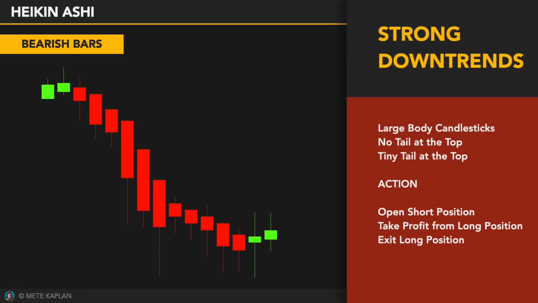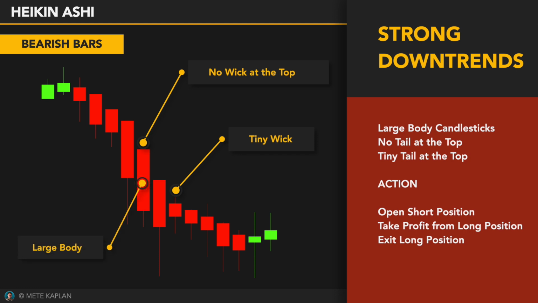Bearish candlesticks for strong downtrends. It's just like the opposite of bullish candlesticks. These red candlesticks should have none or really small tails on the top of the bar. Again, our main focus is the top of the candle. If we see larger bodies, it's better signal for downtrends. When we start to see this kind of candlesticks, we either prepare to open a short position or close our long positions.